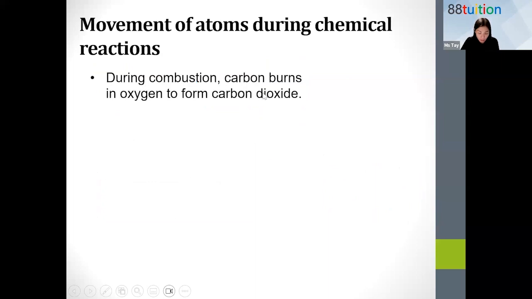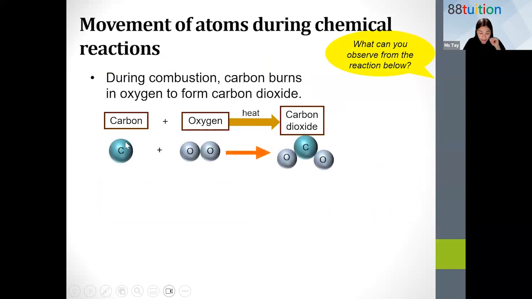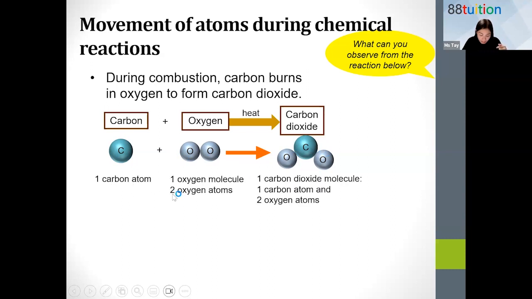During combustion, carbon burns in oxygen, and this will give you carbon dioxide. Similarly, it's going to look like this. Carbon is monatomic, so a single atom. Oxygen exists as diatomic. So as you can see, the bonds for the oxygen will break, then new bonds will form. One carbon atom with two oxygen atoms; eventually, what comes out in the product is also one carbon atom and two oxygen atoms.